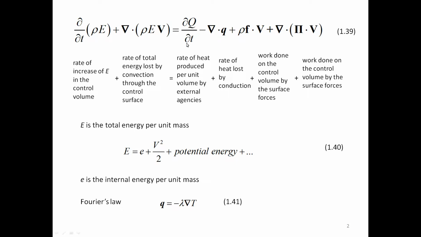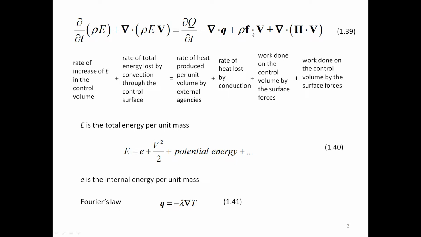dq by dt minus scalar product of operator nabla and q plus rho f dot v plus scalar product of nabla operator and p dot v.